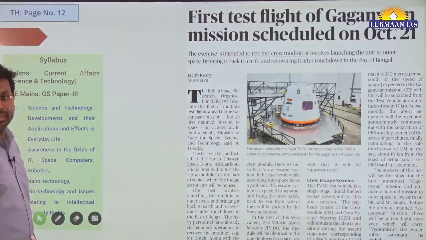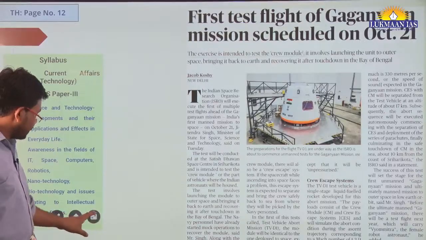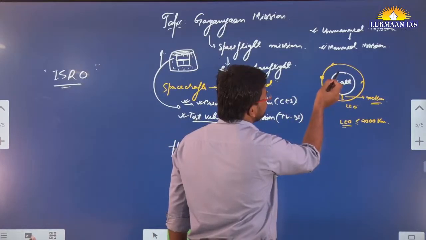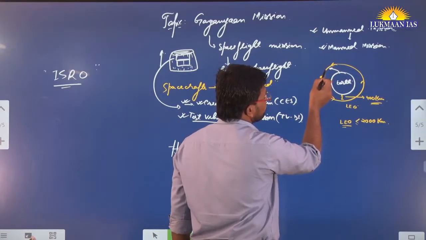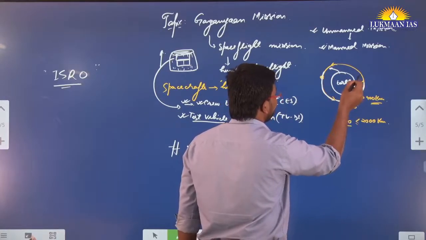Sir, how will the human beings come back after doing the mission? So basically, while launching we need a launch vehicle, they will be launched, and they'll be over here, revolving in this particular orbit.